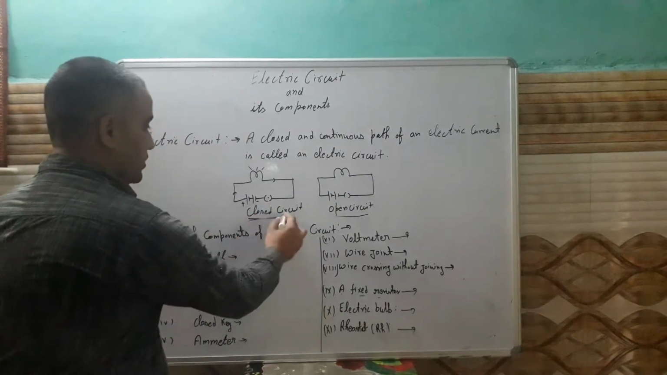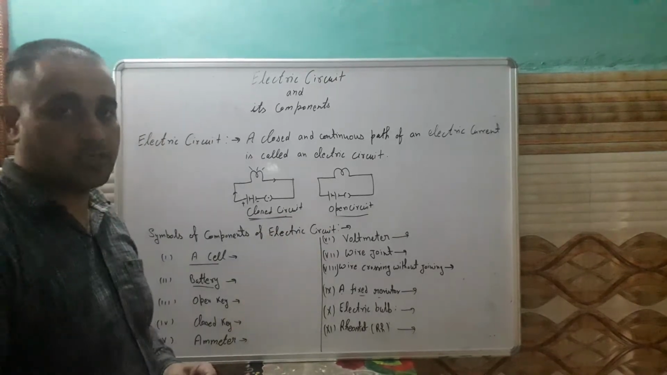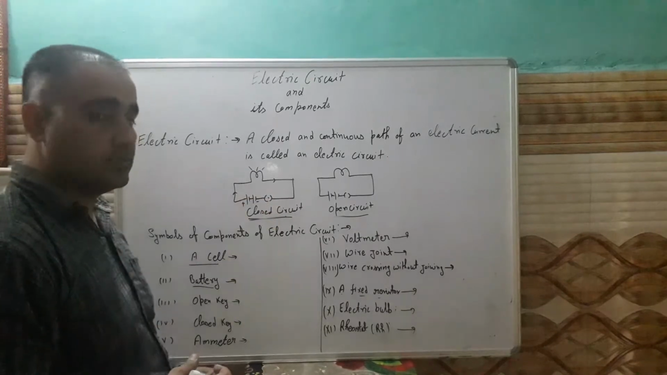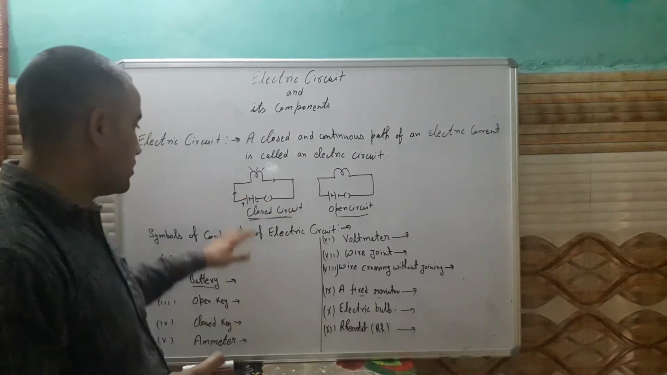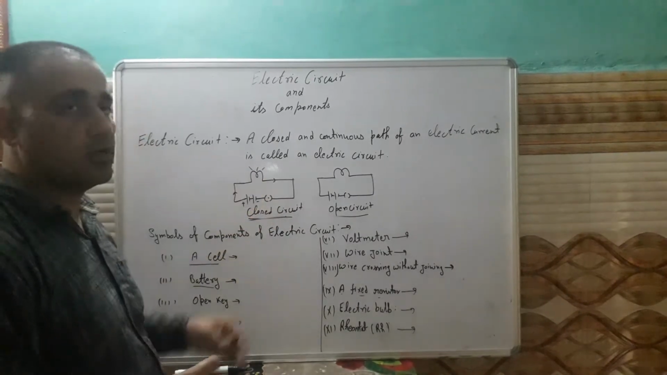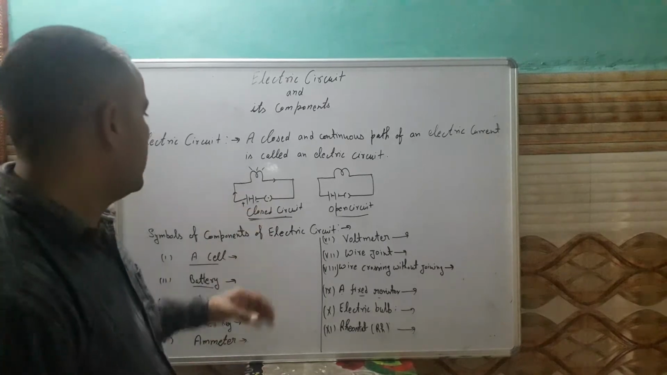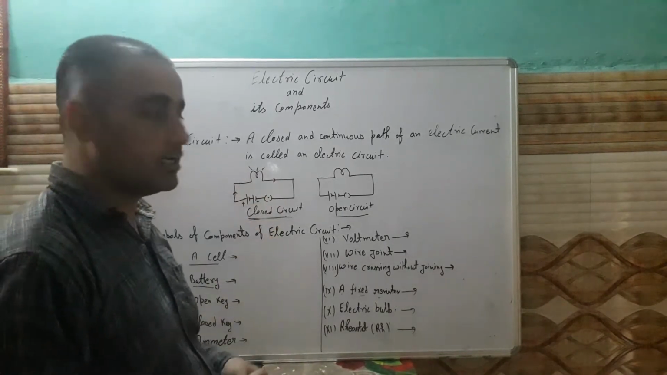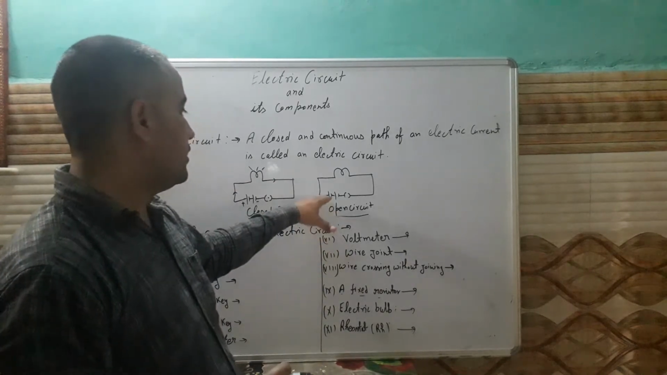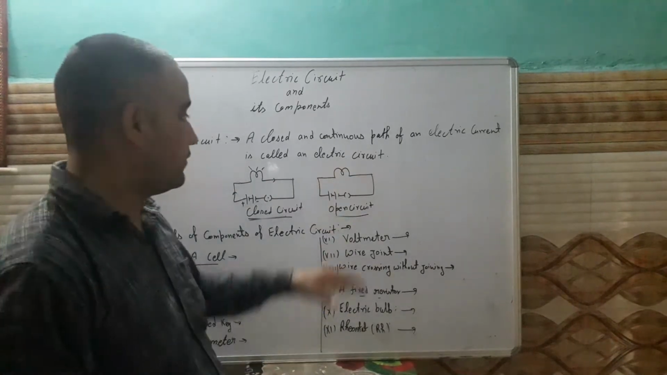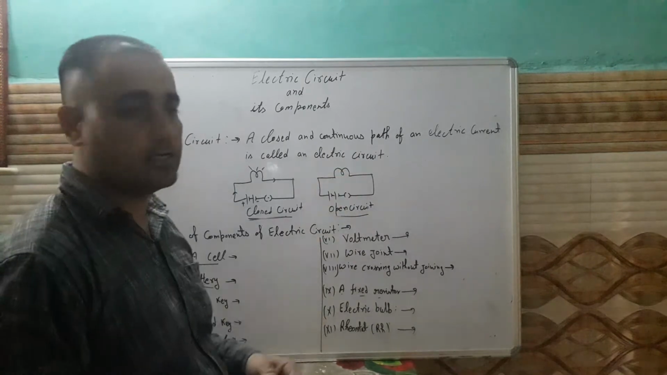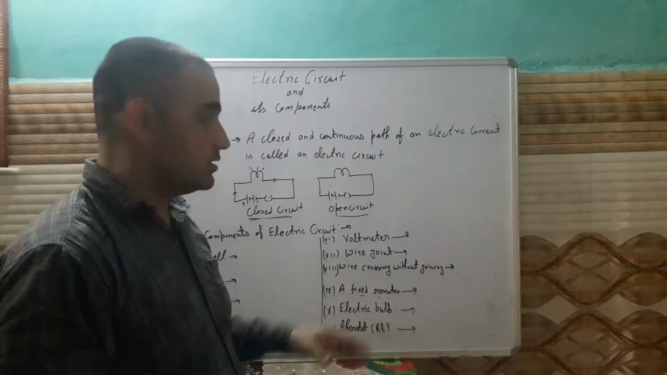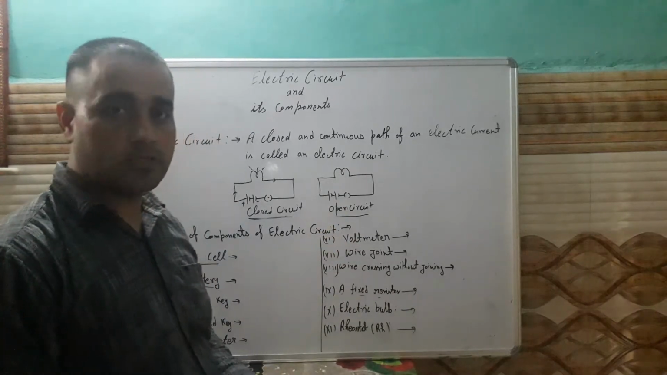The first is a closed circuit and the second is an open circuit. The closed circuit is one in which the current is flowing and the key is on. The device which we are operating is working; the bulb is glowing here, which means current is flowing. The second one is the open circuit, in which there is no flow of current. The device which we are operating is not working, which means current is not flowing and the key is not on. This kind of circuit is known as the open circuit.